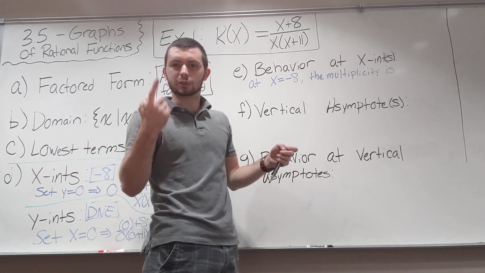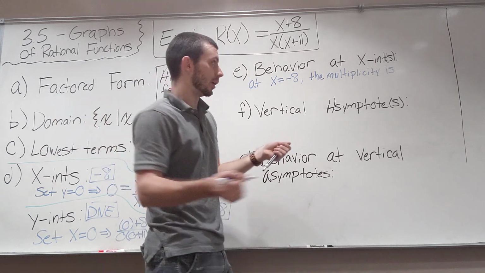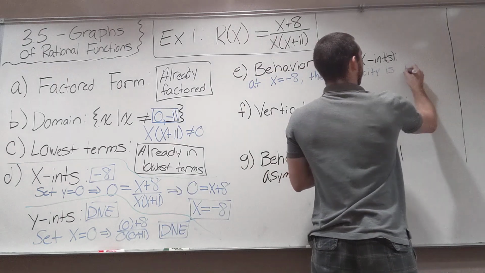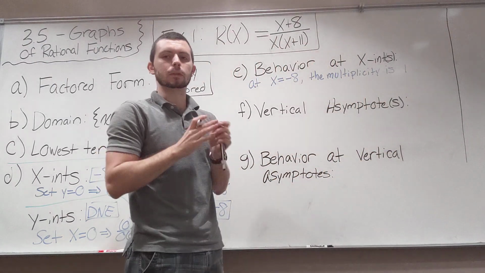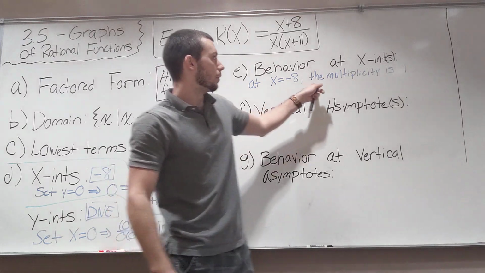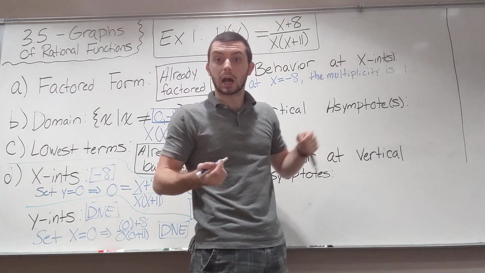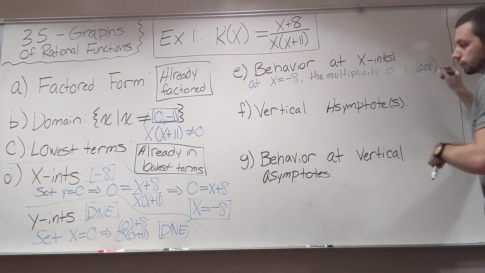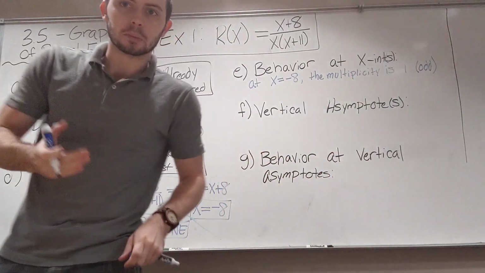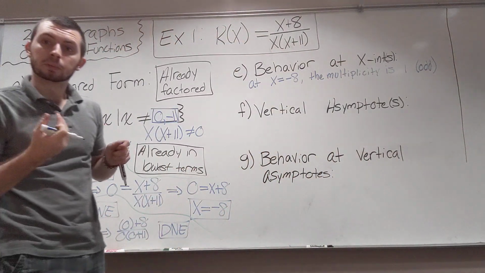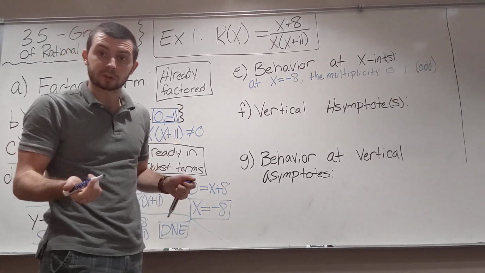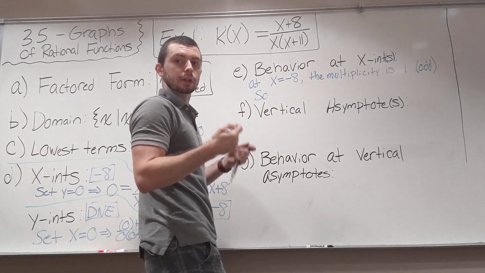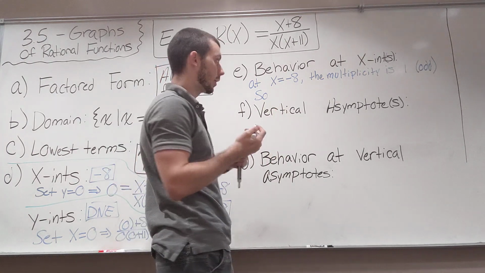Well, you might think it's just 1. Of course, it is 1. And in fact, that's a good thing to identify. The multiplicity is 1, which is an odd number. So it is an odd number. And since the multiplicity is odd, we have crossing. So the conclusion is it crosses at x is equal to -8.